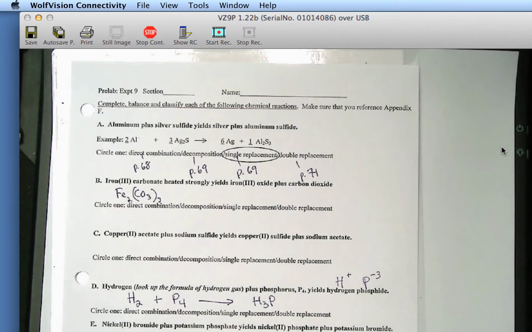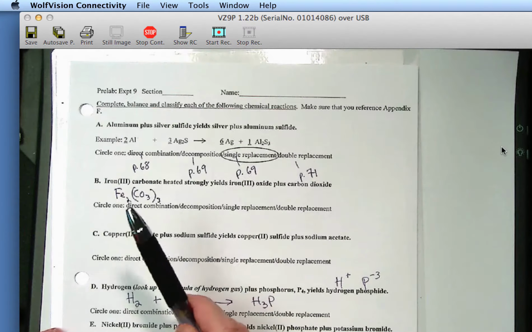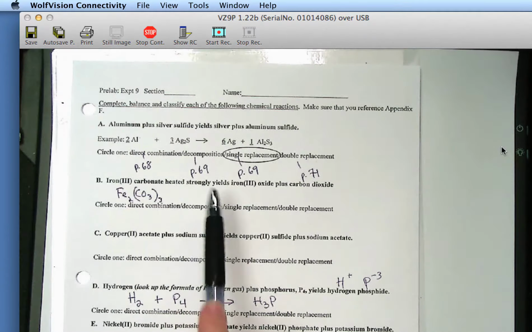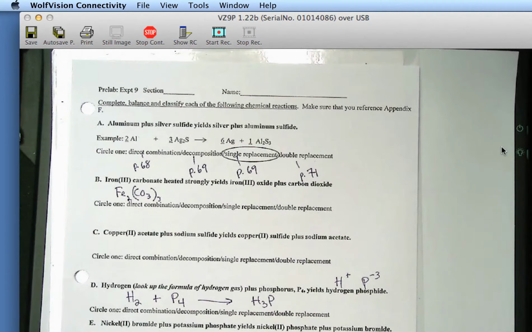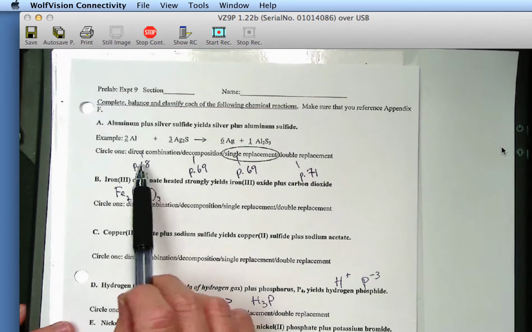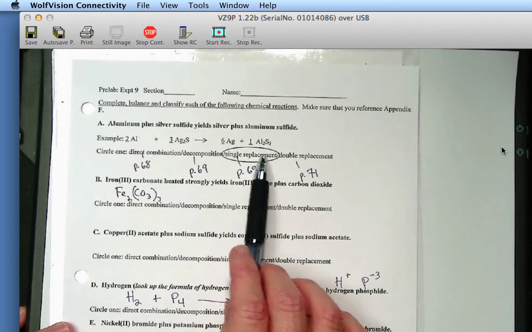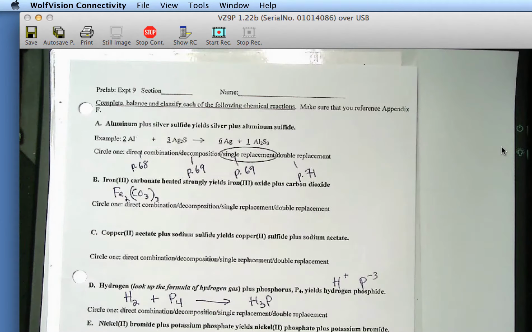For experiment 9, this pre-lab is very good practice for your upcoming exam. Because what you have to do is convert these sentences into formulas and balance them. Now, under each one, circle whether it's direct combination, decomposition, single replacement, or double replacement. You have not seen this before. This is only lab specific. You will not be tested over it on the lecture exam, but on the lab exam you will.